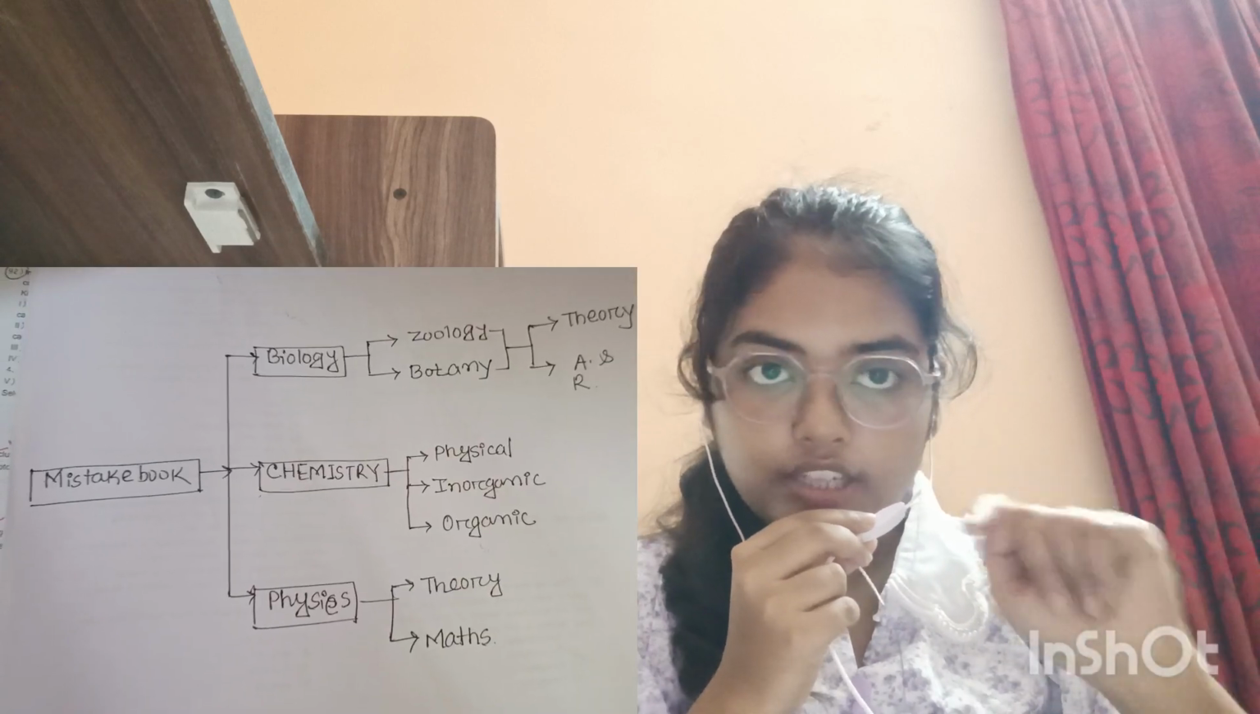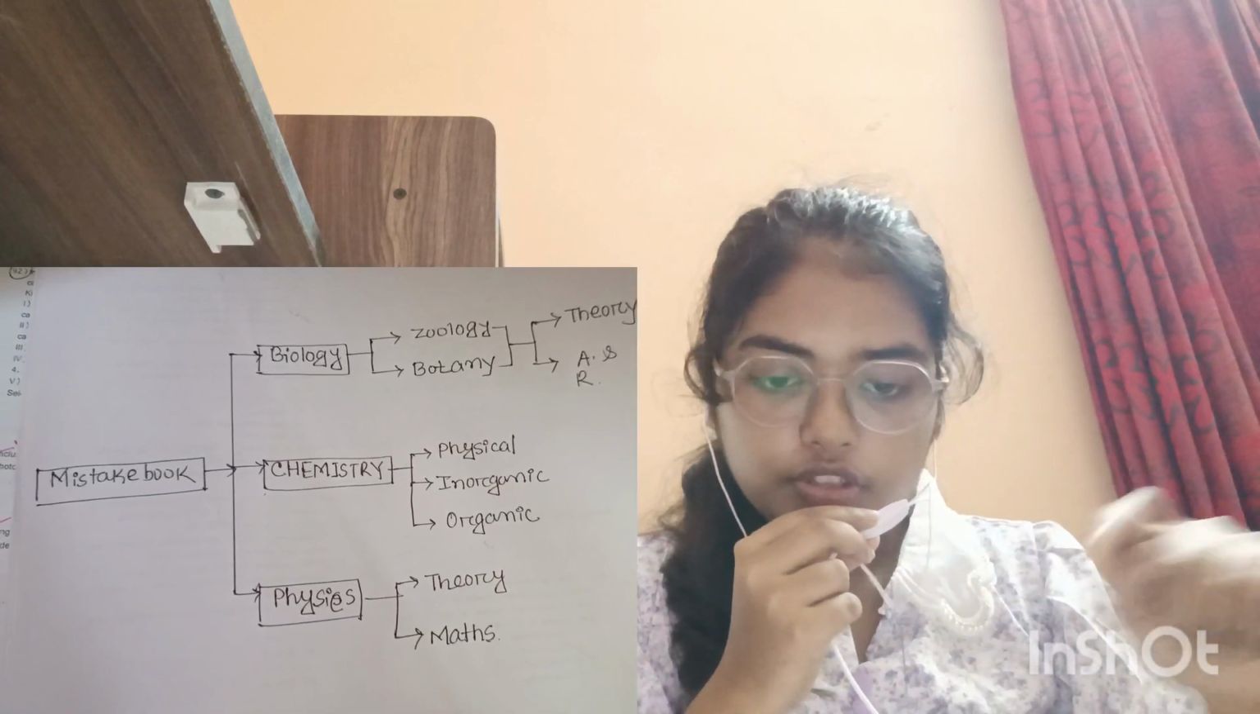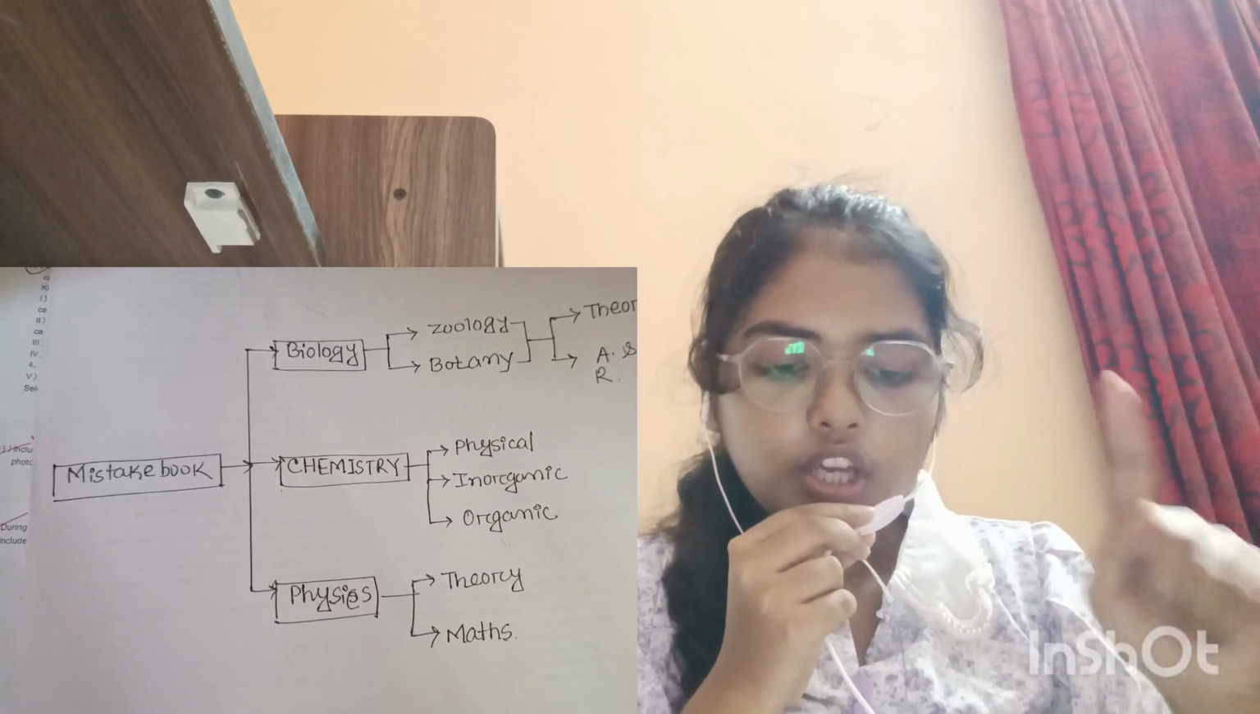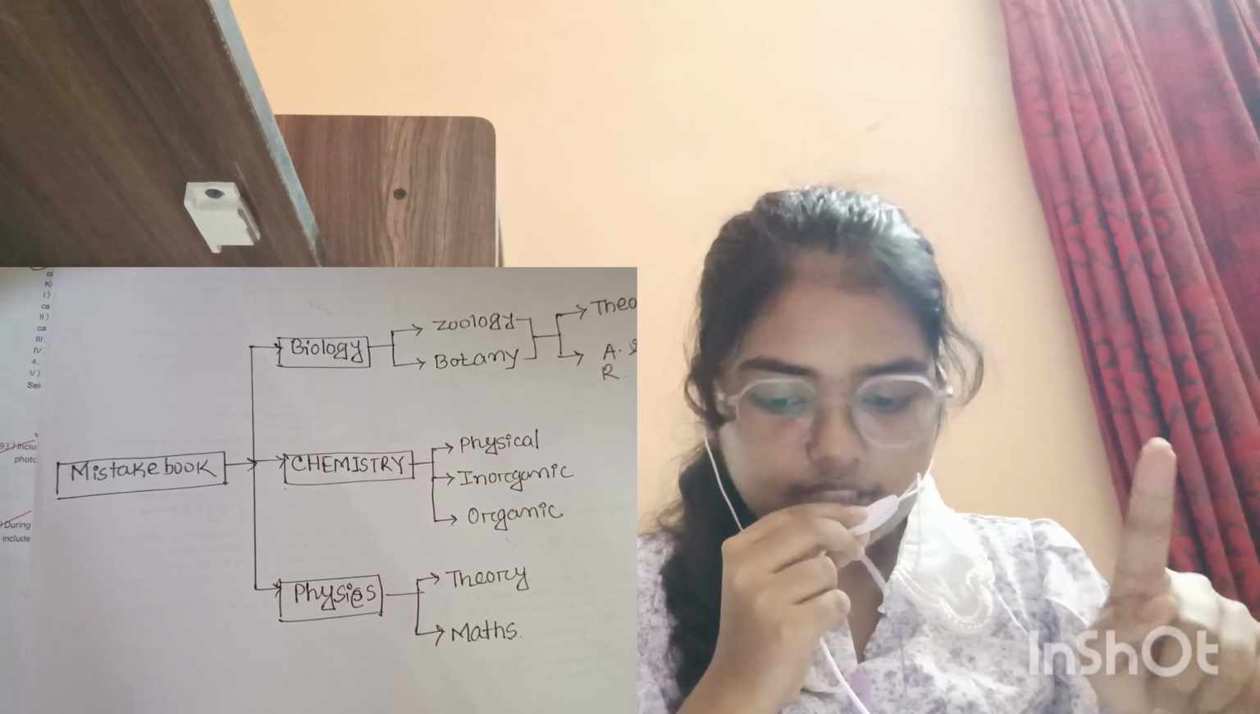Also, for the mistake book, the more variety you keep, the more it will help you. My mistake book had three parts: biology, chemistry, and physics. Biology was divided into zoology and botany. Both zoology and botany were divided into a theory part and an assertion and reason part, because assertion and reason was very relevant in the NEET 2022 exam. So I was very careful about these questions.